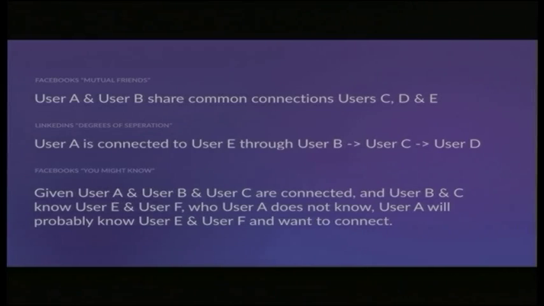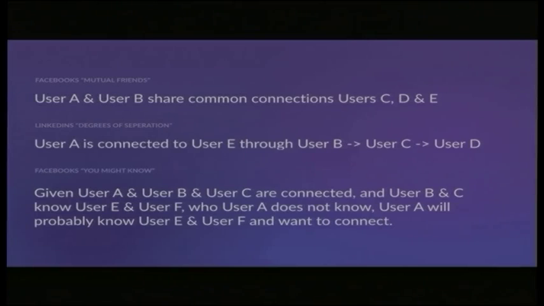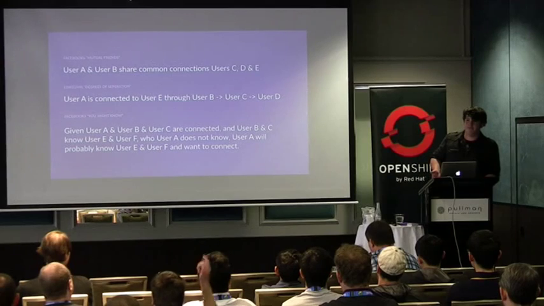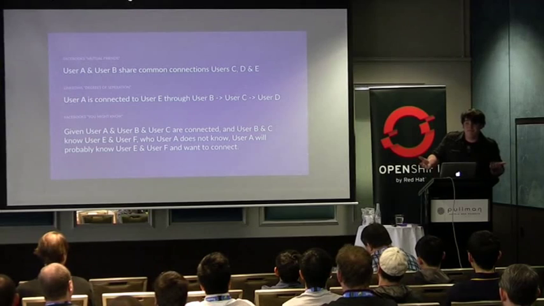using this WITH RECURSIVE method, you can actually implement some well-known tools that other companies have used. So user A and user B share common connections. User A is connected to user E through these users, or the 'you might know' feature. I won't explain that because I'm just going to get tongue-tied. So how many people didn't know that you could do social graphs like that in Postgres? Pretty cool feature?